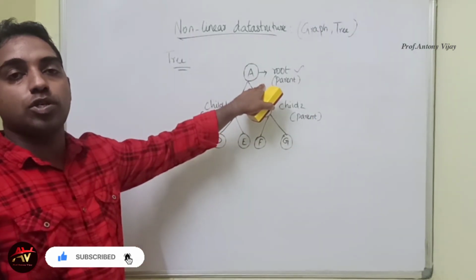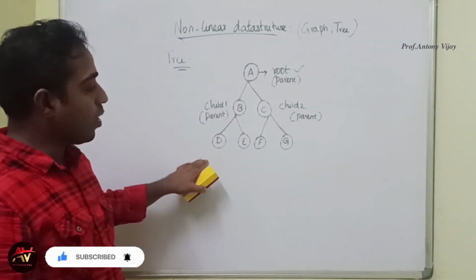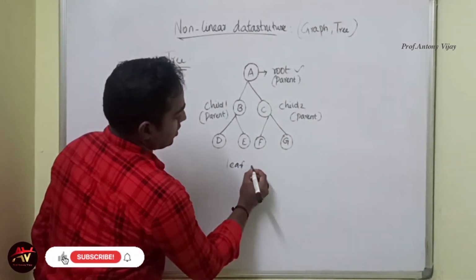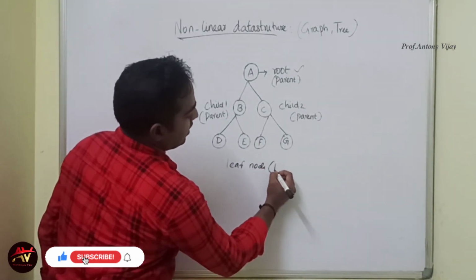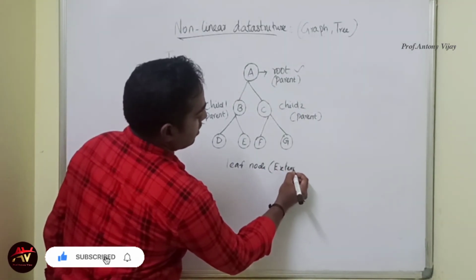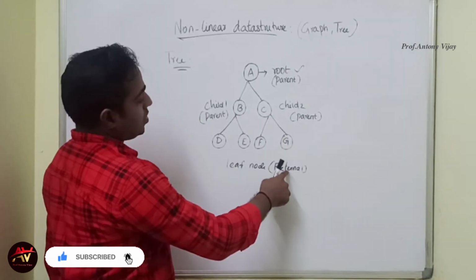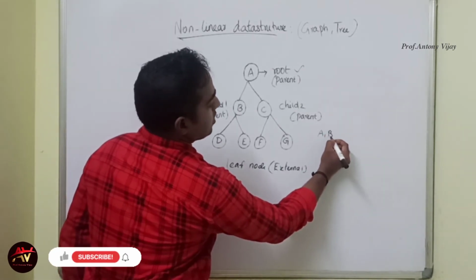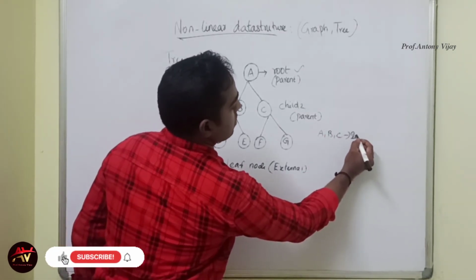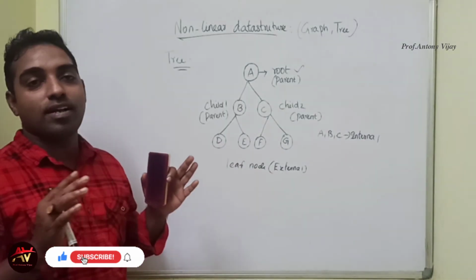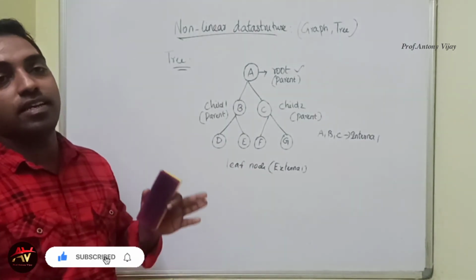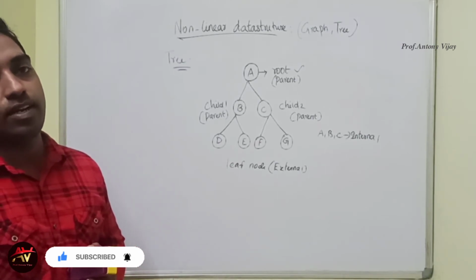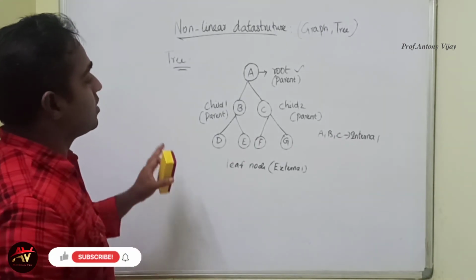Here the topmost node is called root and the bottom node is called leaf node. You can say leaf node or external node. External means outside nodes. Like A, B, C and all, these nodes are called internal nodes. As I told already, this data structure is mainly used for file explorer purposes, mainly for searching a file. This is the tree concept.